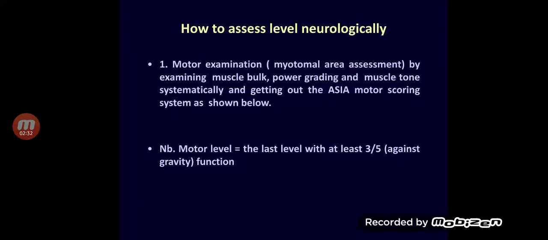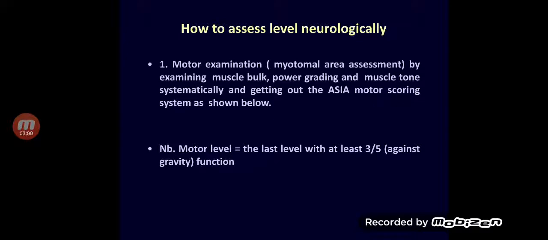How to assess the level neurologically? We have to examine the patients completely. We have to examine the motor, the sensory, and the reflexes. In the motor examination, which is called the myotomal areas assessment, we examine the muscle bulk, the power grading, and the muscle tone systematically, and get what we call the ASIA motor scoring system. We have talked about that in the clinical session.